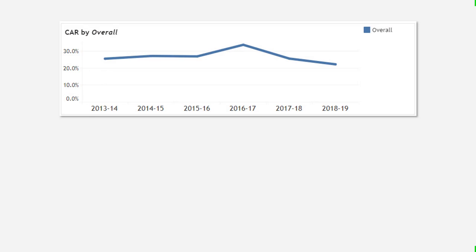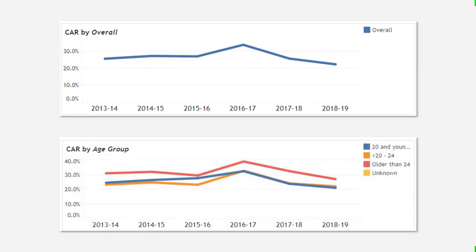Here, we show the percentage of students meeting the credit threshold in their first year of college. When we apply the age group dimension, we see that the single line separates into four lines, one for each age category. In 2018-19, we see that 26.8% of students older than 24 years met the credit threshold compared to approximately 21% of younger students. That is a gap of nearly 6 percentage points.